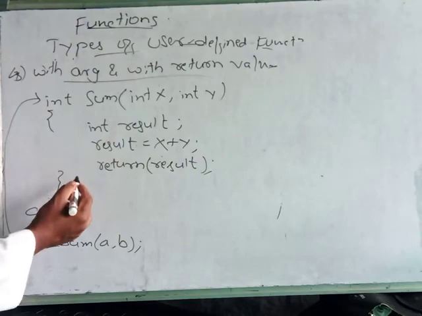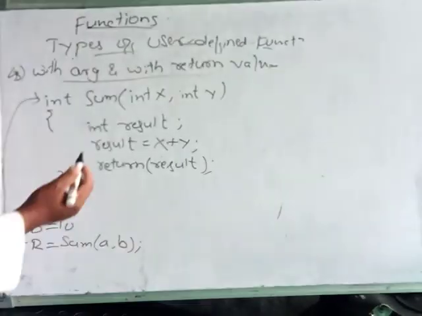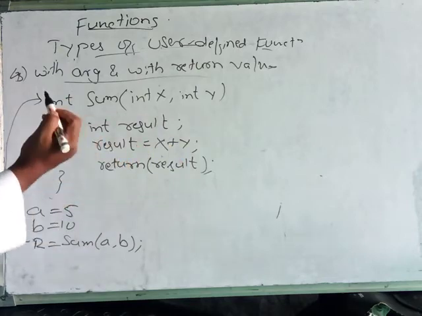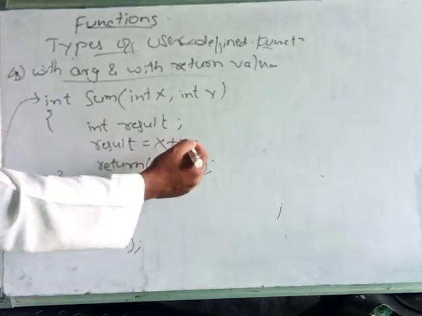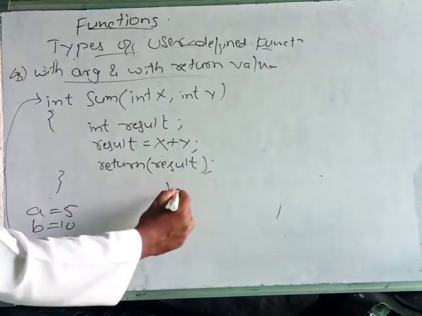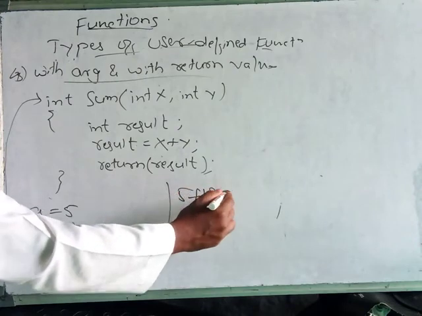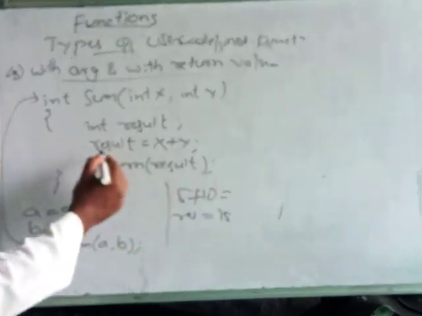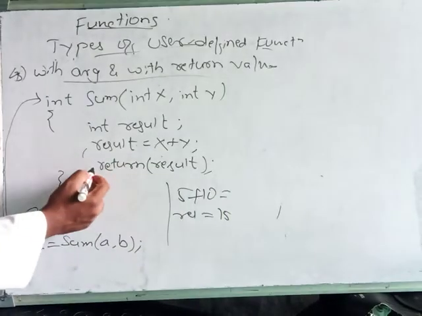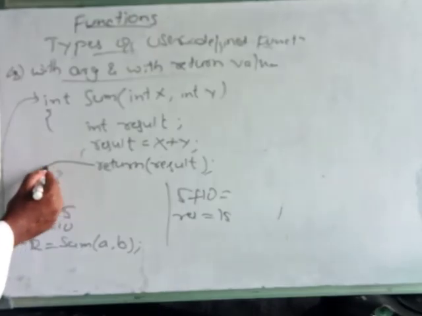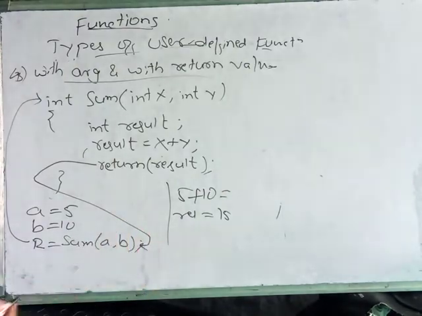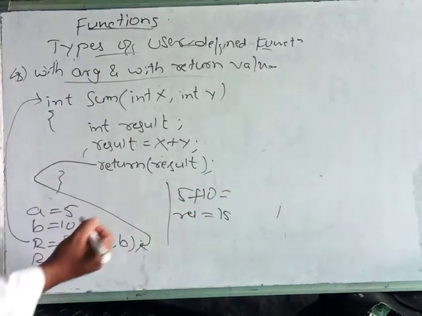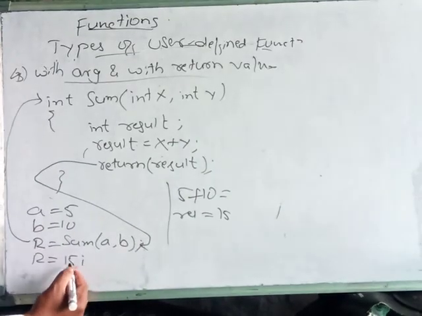Within this we are declaring one local variable, that is result. We are adding x and y and saving that value in result. X and y are 5 and 10 here. 5 plus 10 is equal to 15, so result becomes 15. Then it will return this value, and it will come back here. Now r becomes the result. What is the result? 15. r is equal to 15.